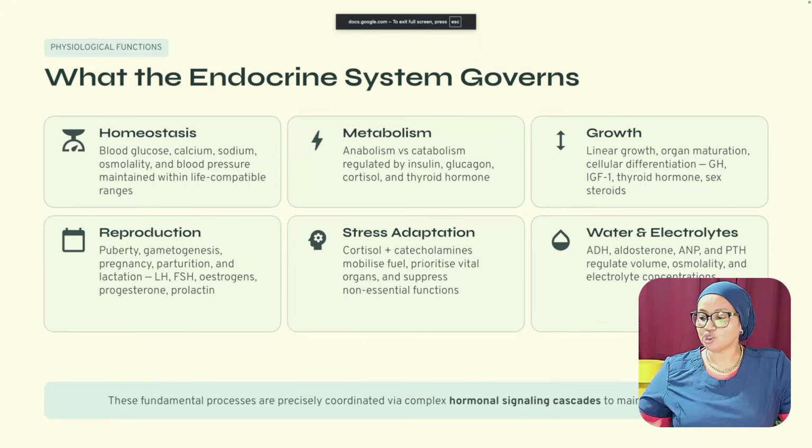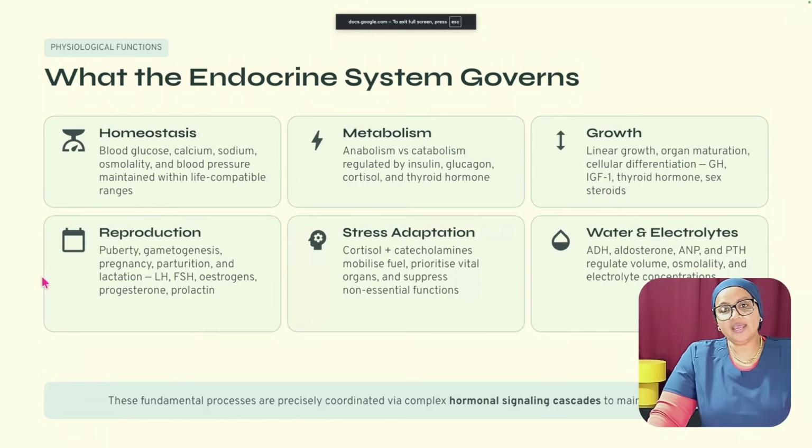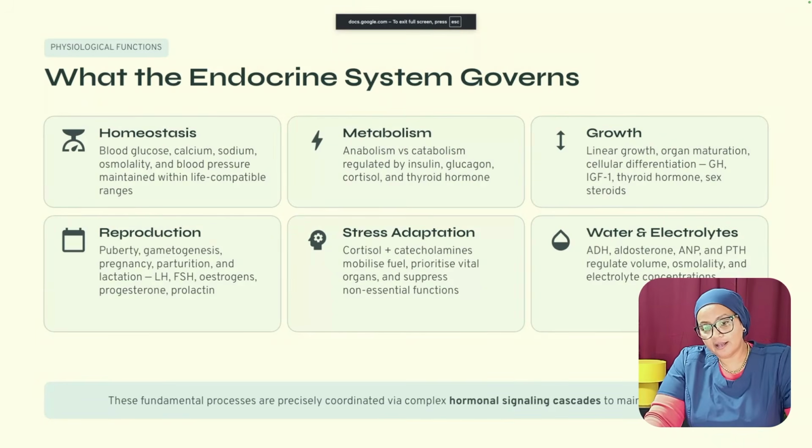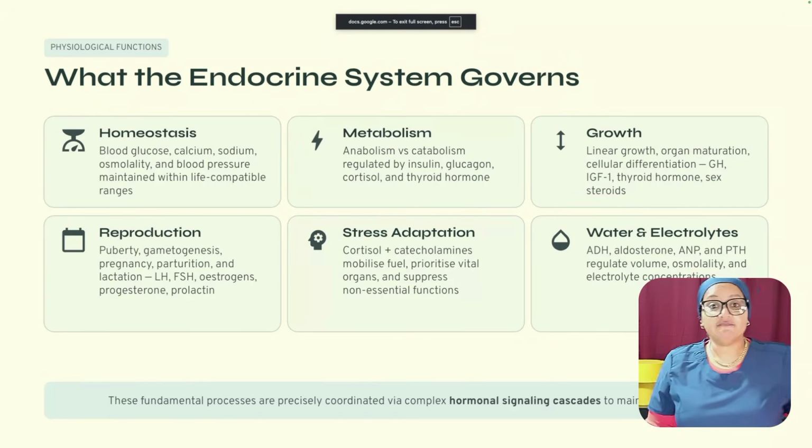Stress adaptation is a more accurate form. And then we have electrolyte and water regulation: ADH, aldosterone, PTH, which is meant to control calcium levels, and so on. These are also heavily affected by the endocrine system.